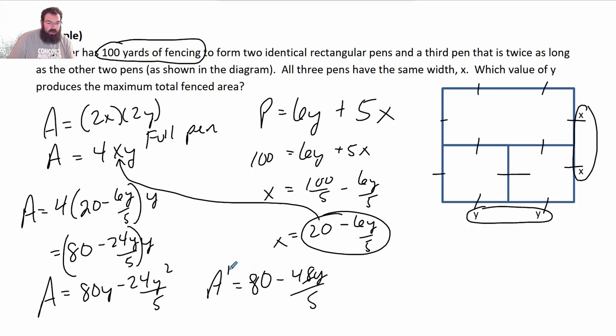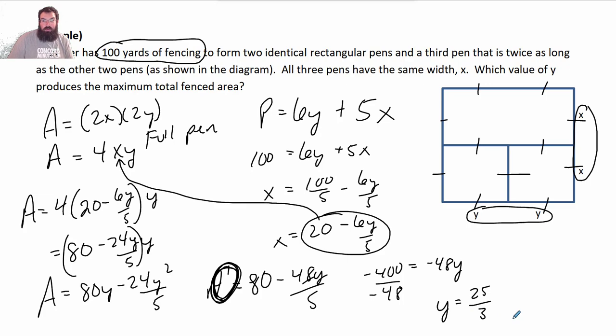And then we know the area goes to 0. So now I can solve for y. I'm going to do some simple math here. I'm going to bring over that 80, which makes it negative, and multiply by 5, which makes it negative 400. So negative 400 is equal to negative 48y. Now when I divide, I get y to be about 25 over 3.